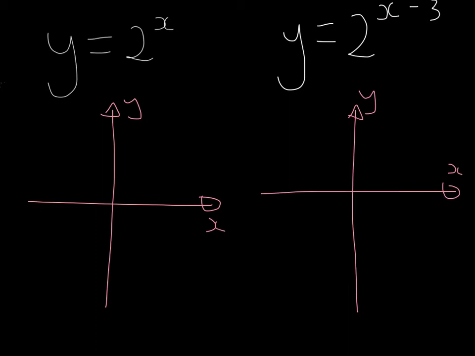This one here, the first step, as usual, is let's find our y-intercept by letting x equal 0. So we're going to go y equals 2 to the power of 0. So y equals 1. So our y-intercept will be 1. So our graph looks like so.